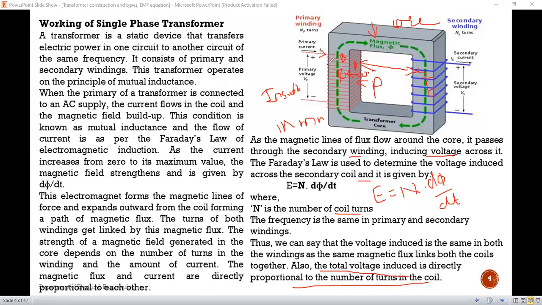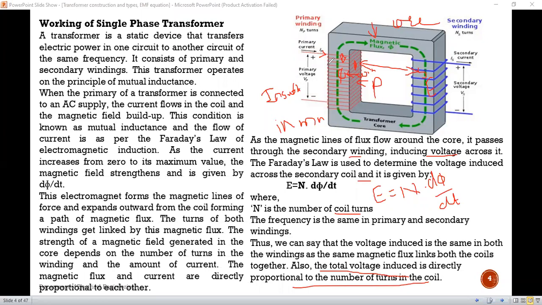So this lamination should be a thin lamination, and this will act as an insulator. It will be insulated, that means these strips are insulated from each other by using one type of coating. So if the thickness of that lamination is reduced, then the eddy current loss is reduced.